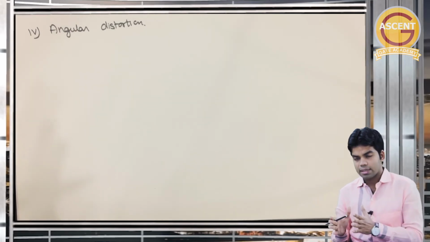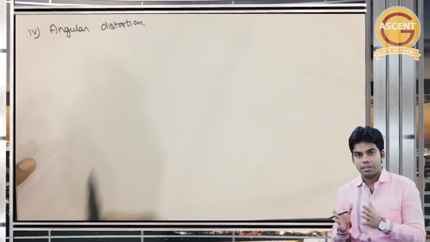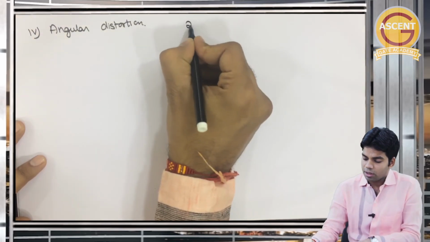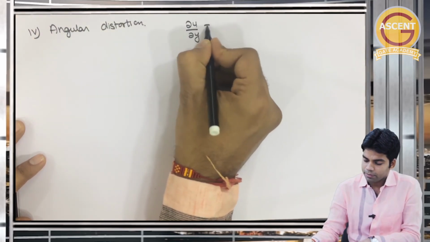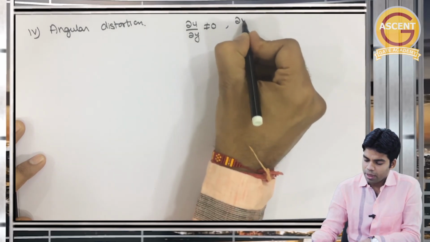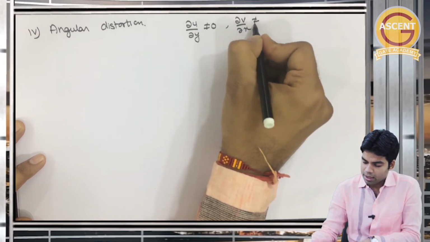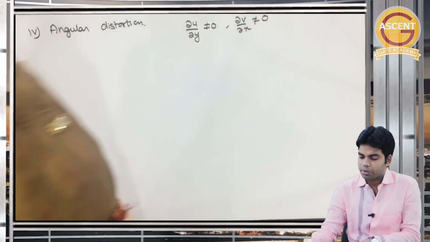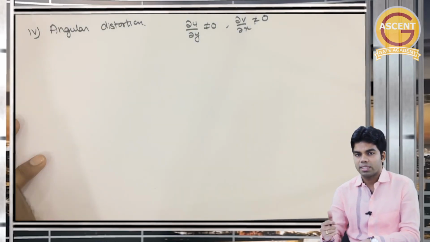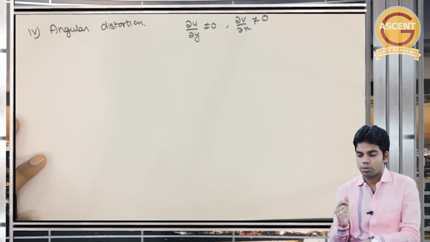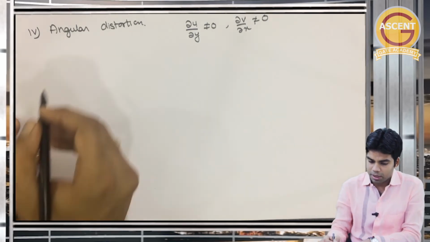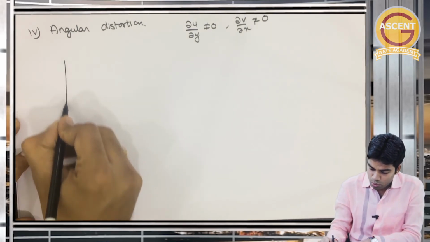So this case is in fact the most general case for a fluid, when del u by del y is not equal to 0 and del v by del x is not equal to 0. That means the velocity u will change with respect to the y axis also, and velocity v will change with respect to the x axis also. I will show you how.